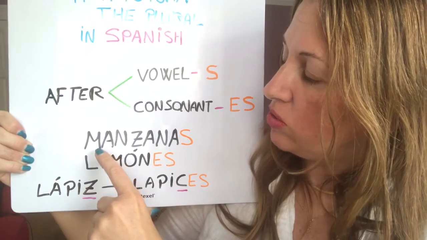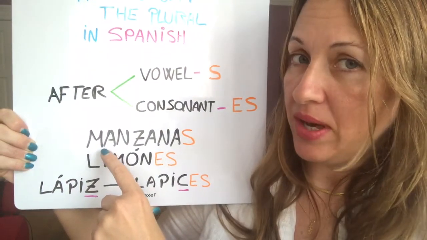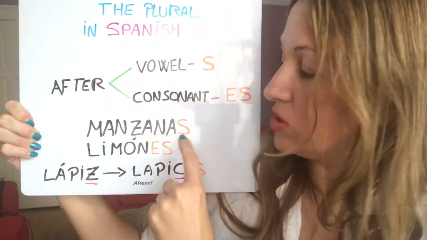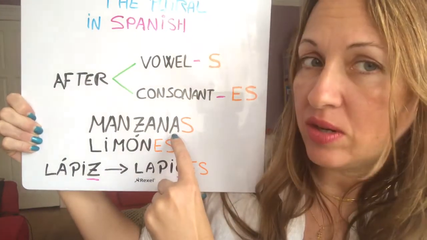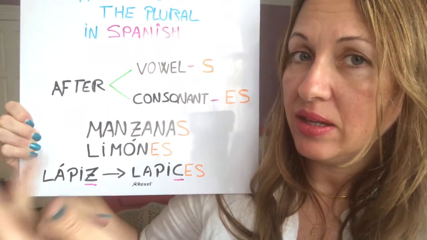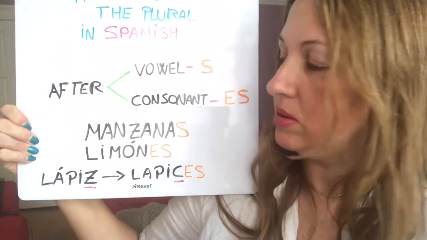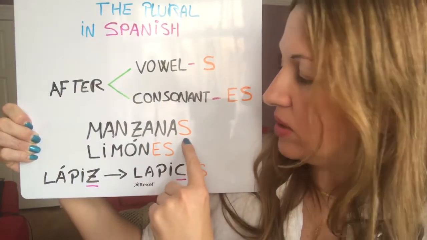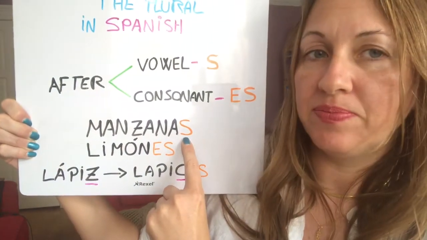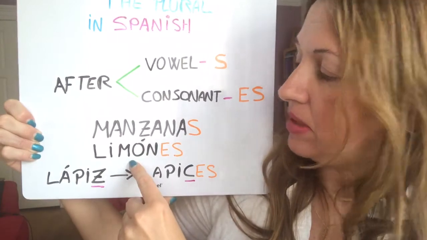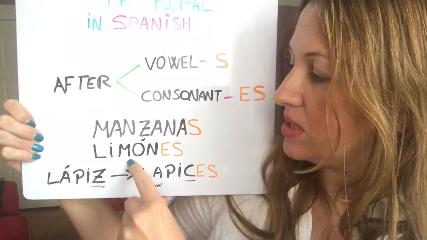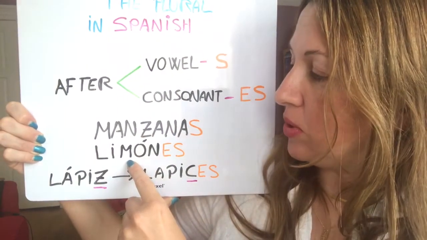Anyway, to form the plural of that noun, I only had to add an S because the word in singular ends in a vowel. Okay, vowels are A, E, I, O, U. So this is why I only had to add an S to turn this word plural. Okay, and here I've chosen another name of a different fruit, which is lemon, in Spanish limón.